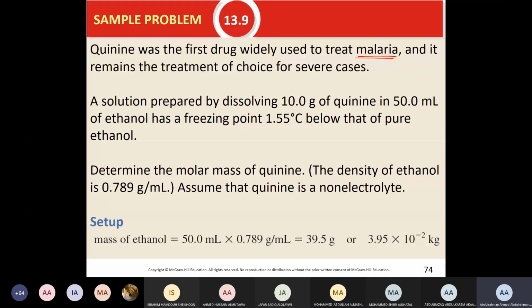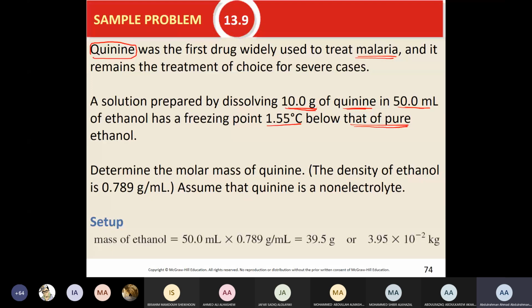I hope so. Everybody knows malaria. This is the medicine that they use. It's called quinine. Okay, and it remains the treatment of choice for many years and still now. A solution prepared by dissolving 10 grams of quinine in 50 milliliters of ethanol. The freezing point is 1.55 below that of pure ethanol.